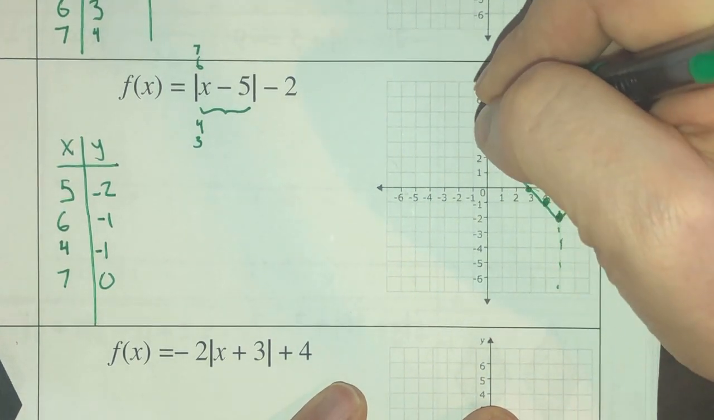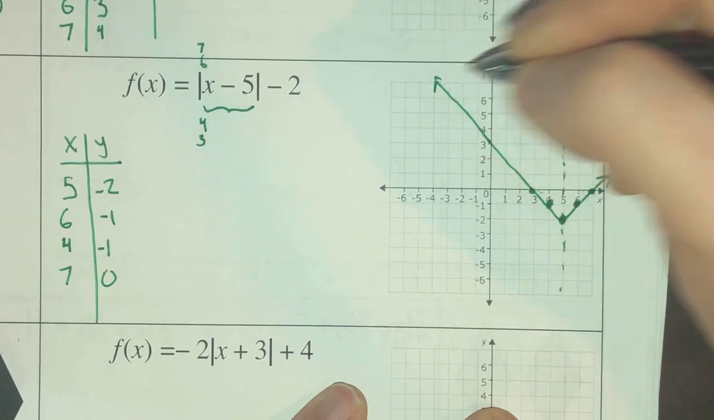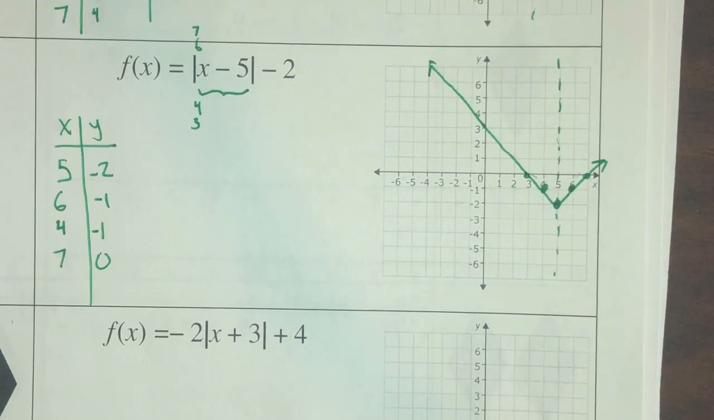And then please help me help you. Keep your graph going all the way to the edges. Okay? You get the complete picture. On a test or quiz, if it was paper, you'd have a ruler to help you with that. Okay? All right, last one.